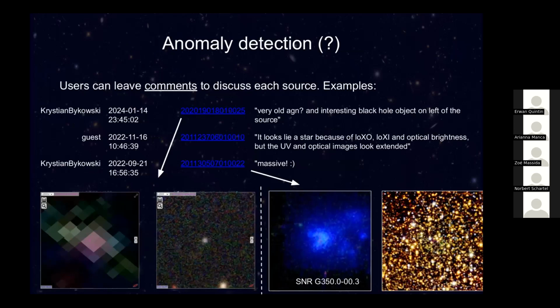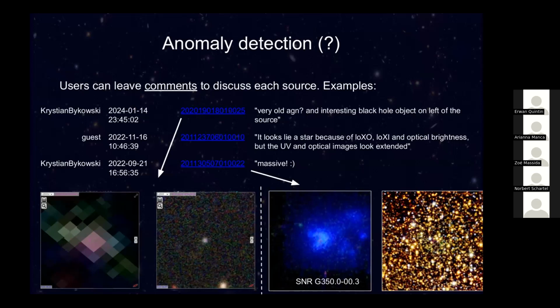Okay, so I call this slide anomaly detection. Let's say just serendipitous discovery. We also provide a bunch of tools for the users to give more input on the sources they classify. For example, they can leave comments. And you can see that some people did use that. You see here two sources on which they commented that they could be interesting.